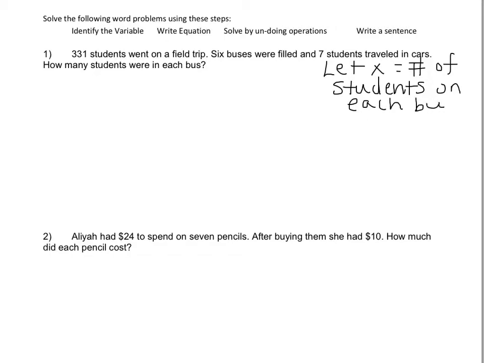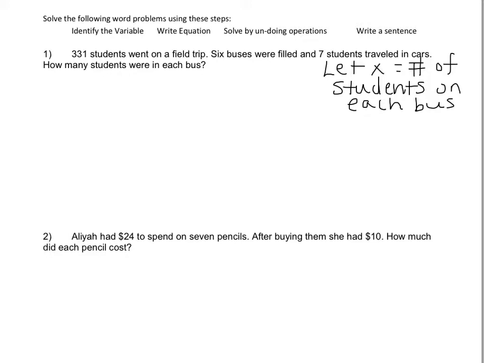Our first step is at the top. We need to identify the variable. To do that, we say let x equal the number of students on each bus. That's what we're trying to find out. How many students were on each bus? We know there were 6 buses, 331 total students, but 7 of those students traveled in cars.